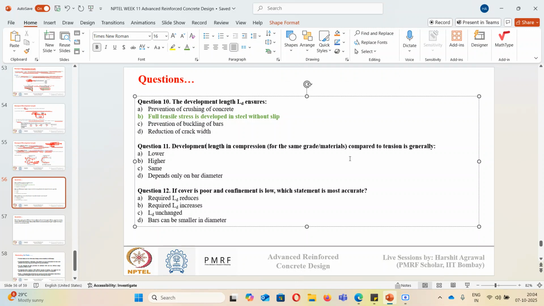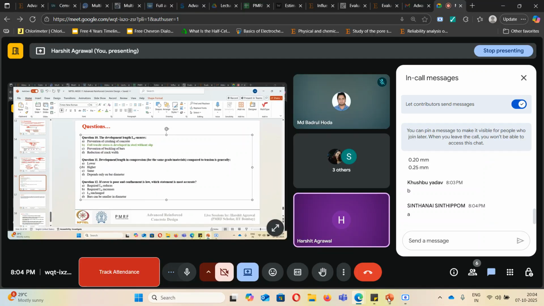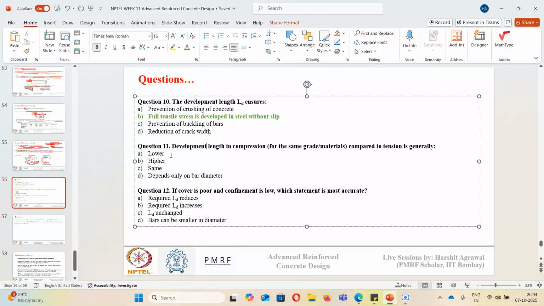Development length in compression compared to tension is generally lower or higher? So suppose we have a reinforced concrete section and there is compression reinforcement also, there is tension reinforcement also. Both the rebars are subjected to a similar pull force of T. Okay, so which rebar will have a higher development length and which rebar will have a lower development length? Why A? Yes, A is the correct answer.